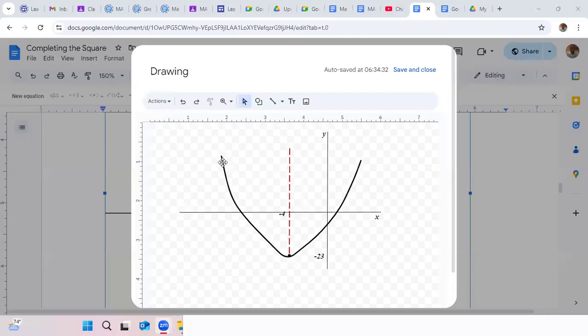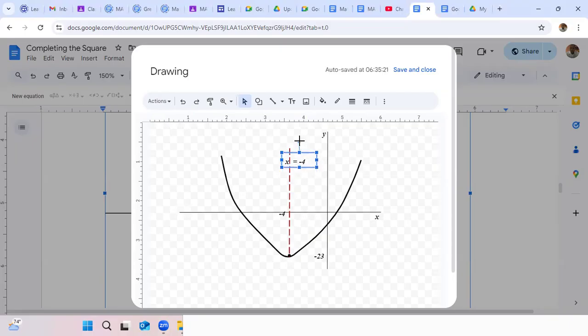As you can see, here's my parabolic curve. Here's the minimum point right here, -4 on the x and -23 on the y. And the y-intercept, as you can see, I left it for last. Here's the line of symmetry, X is equal to -4. Okay, so we can label this line. That's the equation of the line of symmetry, X is equal to -4. All right, that's the labeling for this line.